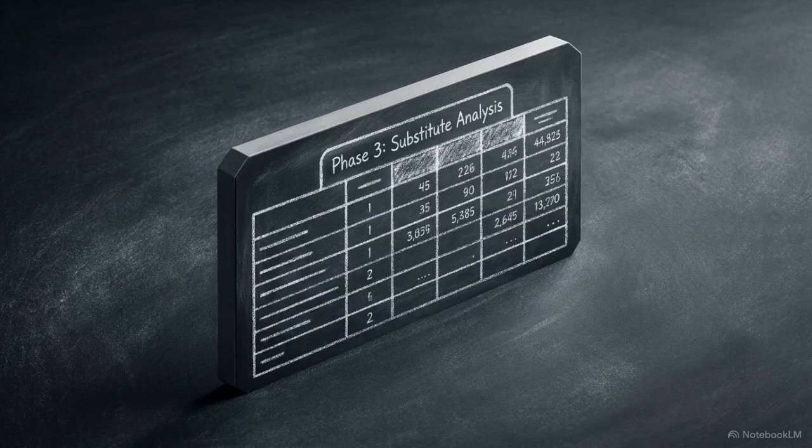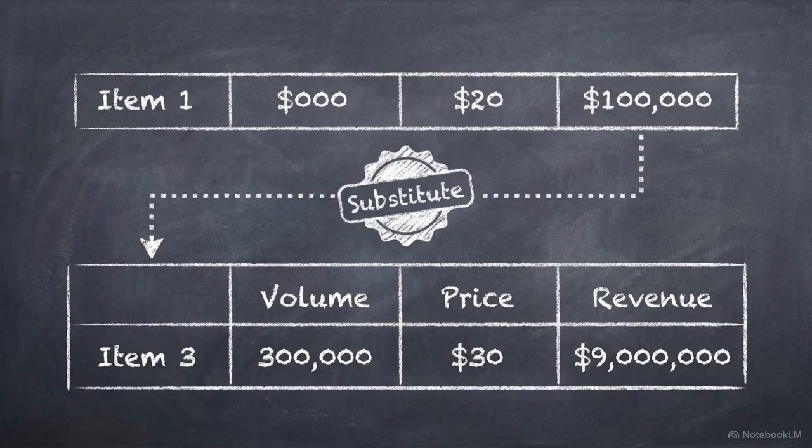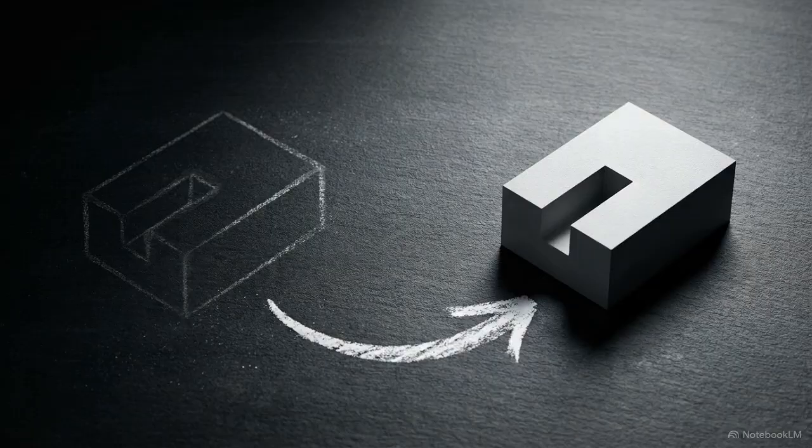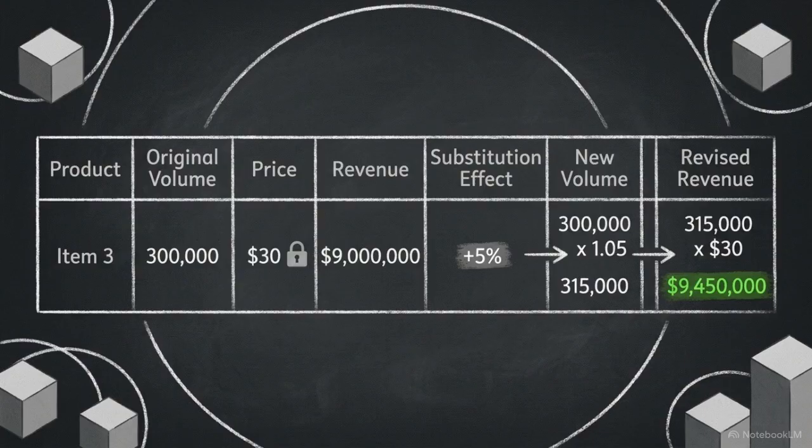The final phase of the analysis addresses the third product, Item 3. Item 3 is a substitute for Item 1. It serves as an alternative version of the same product. When consumers face a higher price on the primary item, a predictable segment will migrate to purchase the cheaper substitute. The scenario specifies that this migration will increase Item 3's sales by 5%.